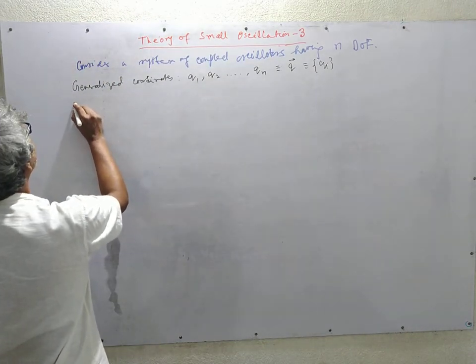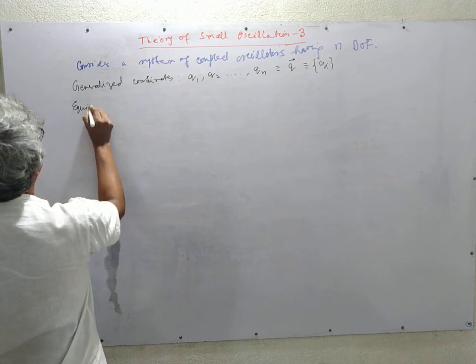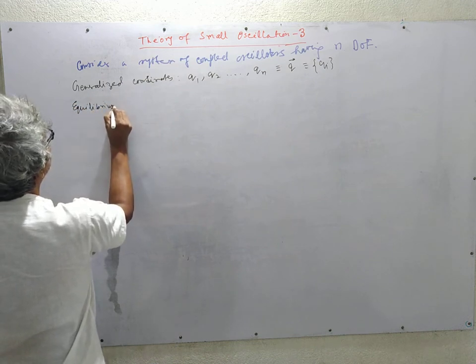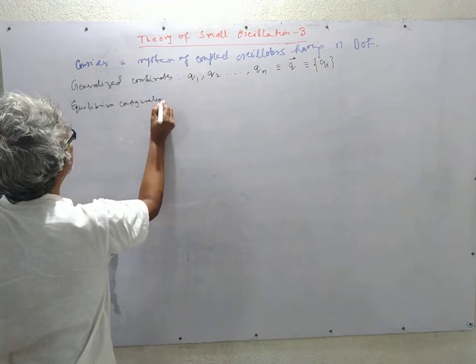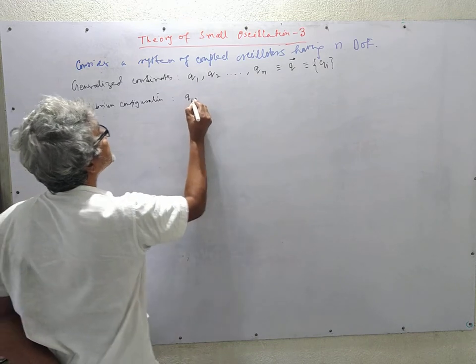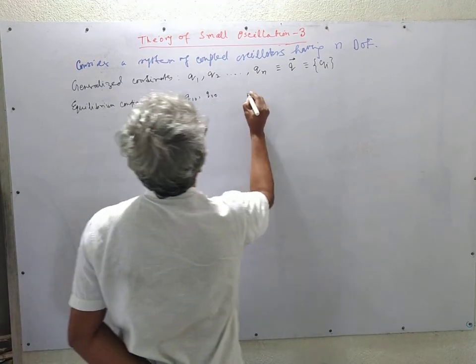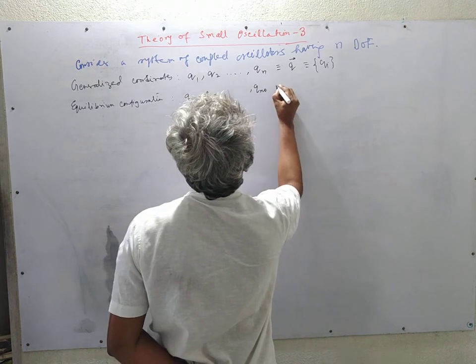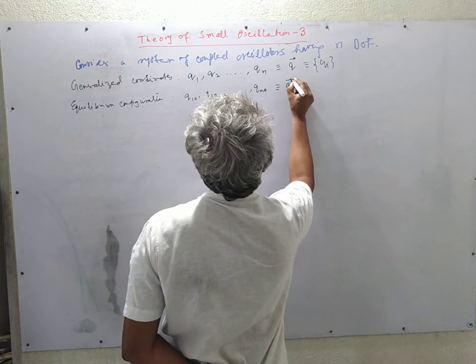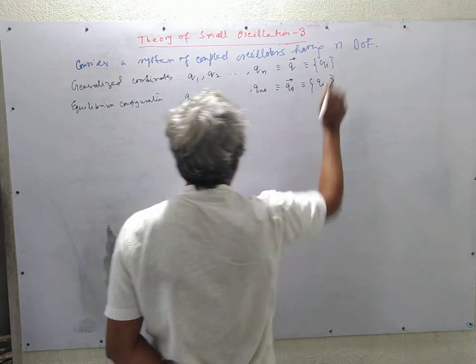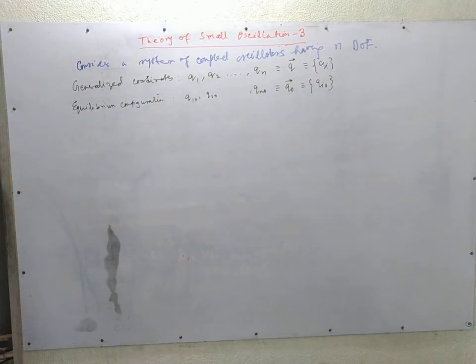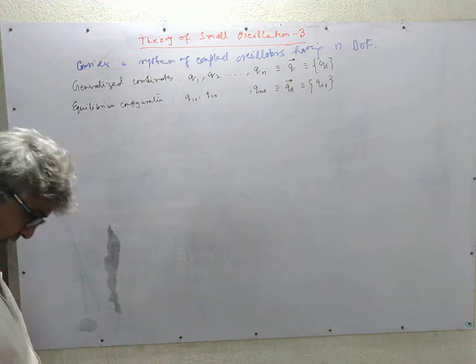The equilibrium configuration is denoted by q10, q20, right up to qn0. This is q0 or a set qi0. We may use these synonymously, whichever will be helpful in explaining the matter under consideration.